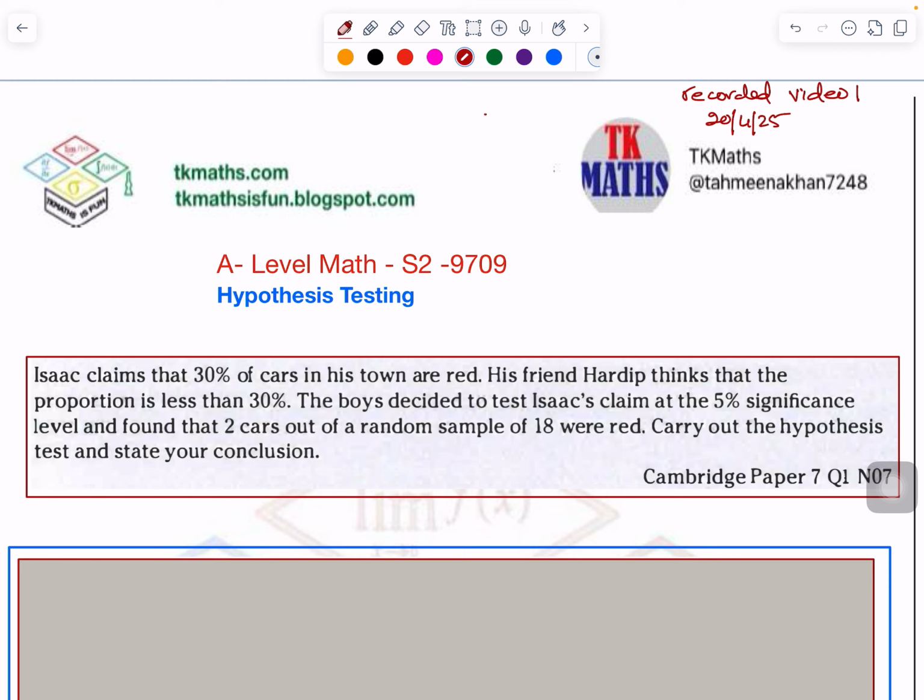Isaac claims that 30% of the cars in the town are red. His friend Hardeep thinks that the proportion is less than 30%. I will break this question into two parts to explain those terms. The boys decided to test Isaac's claim at the 5% significance level.